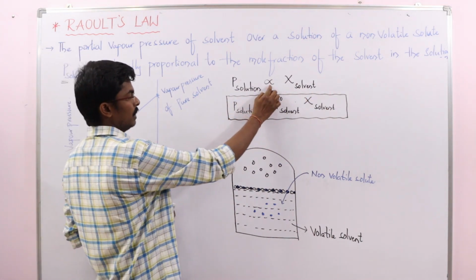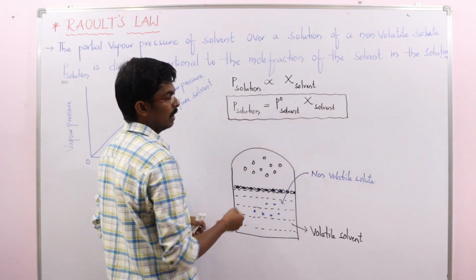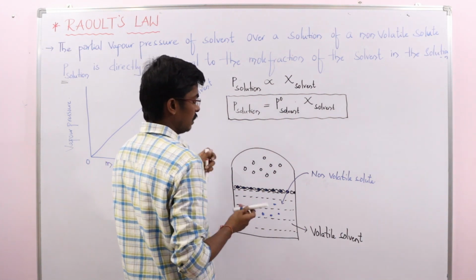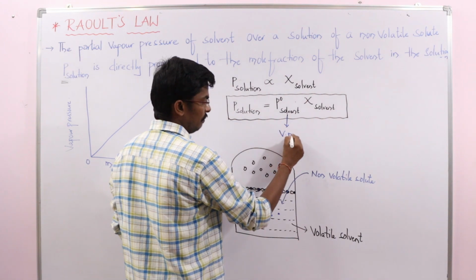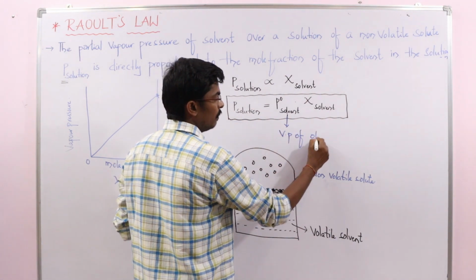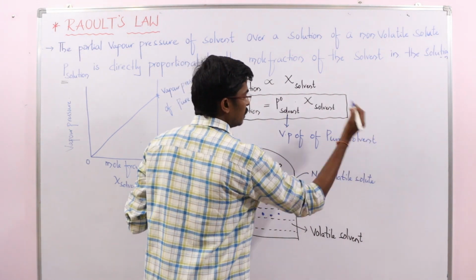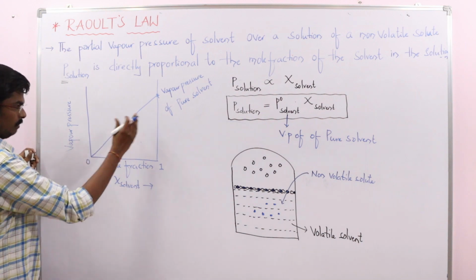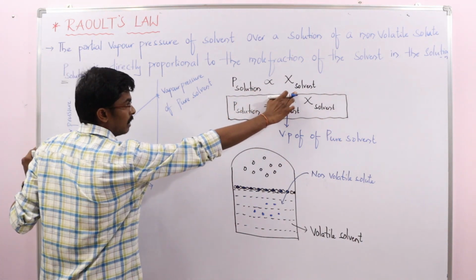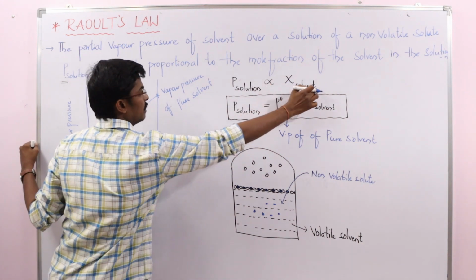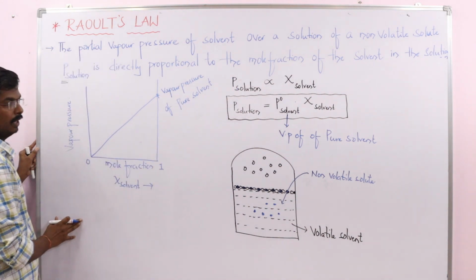When we remove the proportionality, it is represented as P solution equals P naught solvent times X solvent. What is P naught solvent? It is the partial vapor pressure of the pure solvent. This is the graphical representation I am showing: P solution is directly proportional to X solvent. That means if the mole fraction of solvent increases, the vapor pressure of the solution also increases.